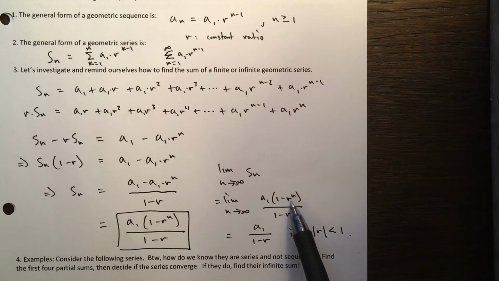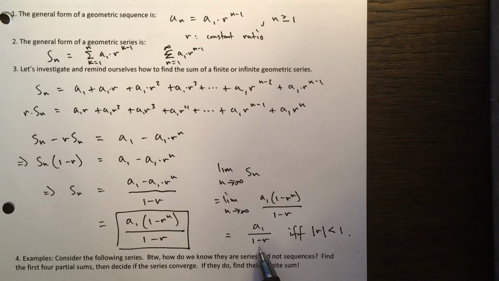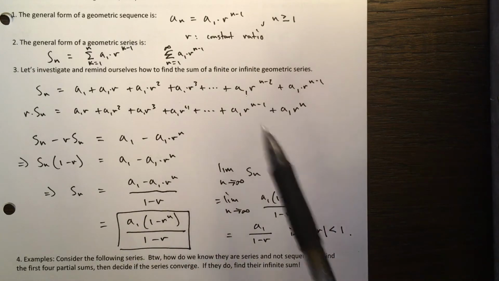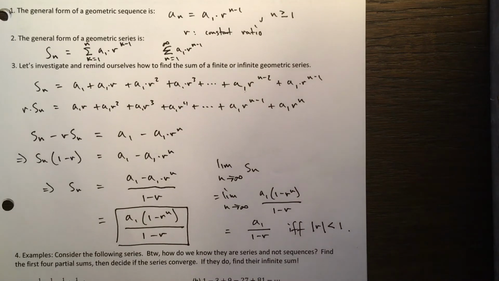So that just goes to 0, and so you just end up with a sub 1 over 1 minus r. So provided your ratio, your constant ratio, is less than 1, your sequence will end up going to a sub 1 over 1 minus r. And the only thing you need to watch out for a little bit is if you don't start at 1, then this can be a little bit confusing, but you can sort of figure it out from there.